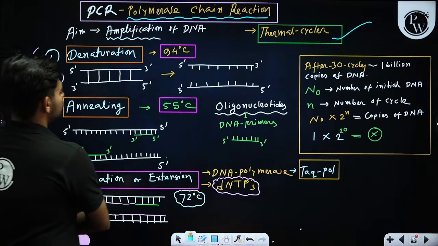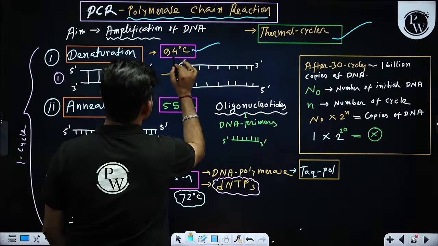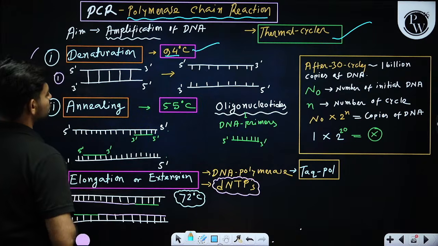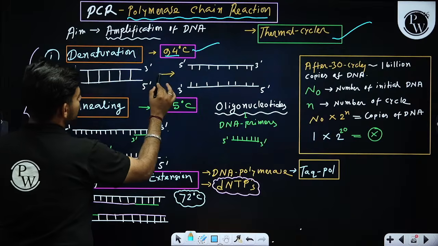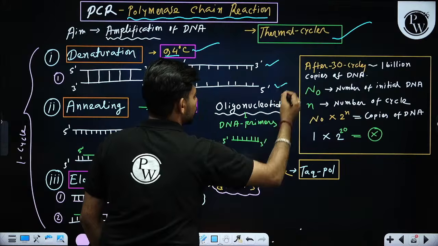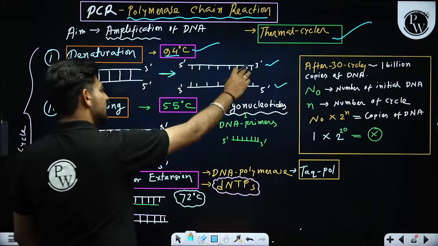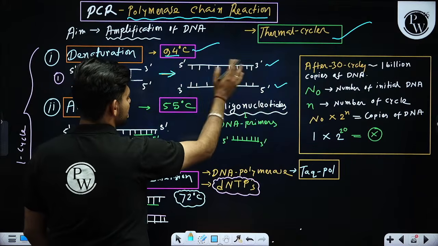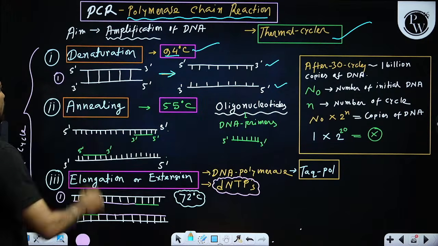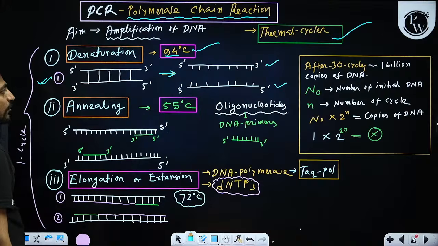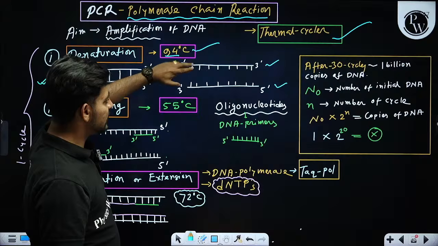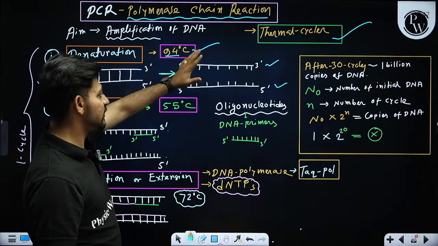Okay. So first, at high temperature, see the temperature is near about 94 degrees Celsius, you have to denature the double stranded DNA and you will be obtaining two anti-parallel separate strands. One is 5' to 3' and another is 3' to 5'. This first process is called denaturation of DNA, when a double stranded DNA is separated into two single stranded ones.